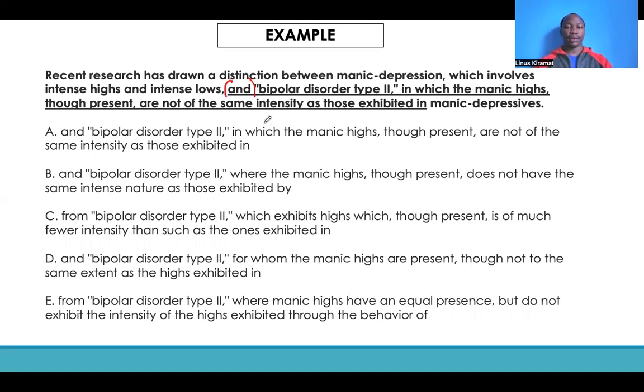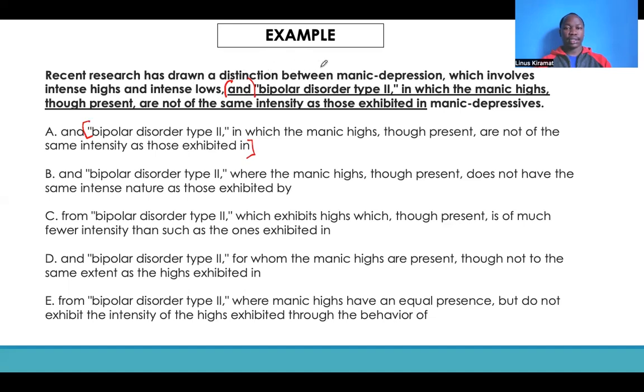So for the sentence to be correct, the two elements being compared must be in the same grammatical construction, all right? So first answer choice A reads, and recent research has drawn a distinction between manic depression, which involves intense highs and lows, and bipolar disorder type 2, in which the manic highs, though present, are not of the same intensity as those exhibited in manic depressives. This is sort of correct, because we can tell this sentence fragment here is in the same construction as the first sentence fragment.